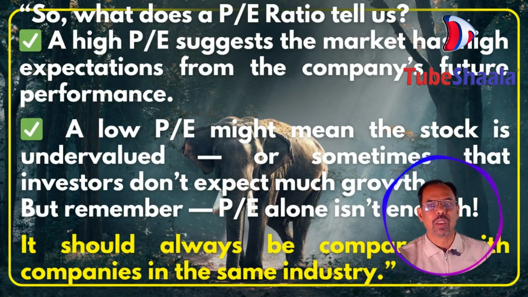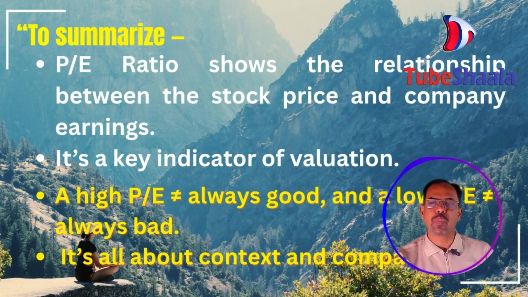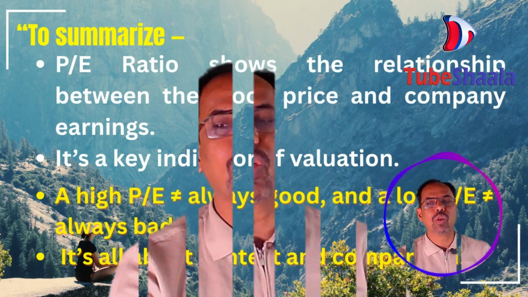To summarize, the PE ratio shows the relationship between the stock price and the company's earning. It's a key indicator of valuation. A high PE ratio is not always good and a low PE ratio is also not always bad. It's all about context and comparison.